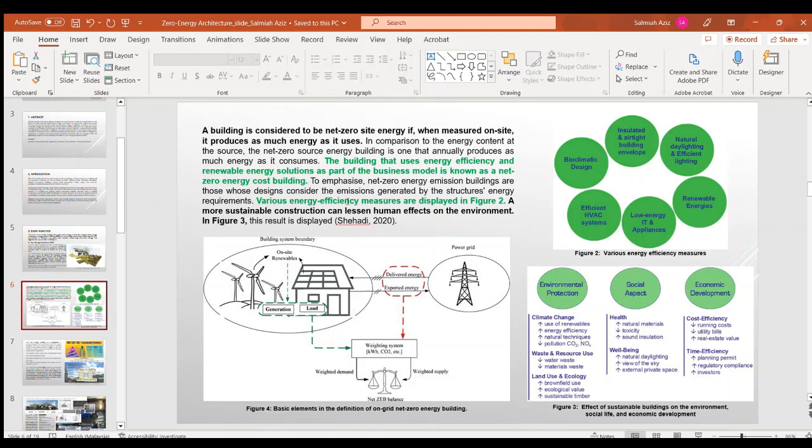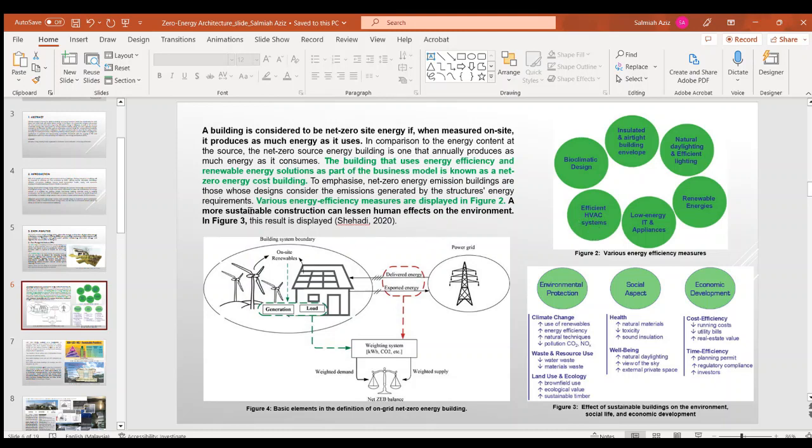Various energy efficient measures are displayed in figure 2. So this is figure 2 here. There are components to analyze the energy efficiency in a building, one of them is bioclimatic design, insulated and A-type building envelope, natural daylight efficient, and efficient lighting, renewable energy, low energy IT and appliances, efficient HVAC system as well.